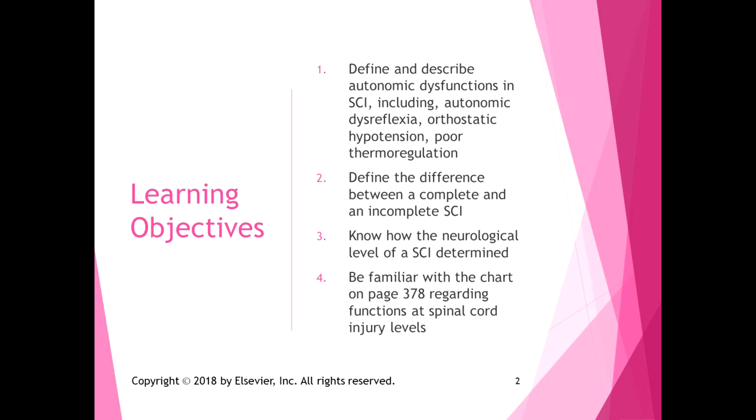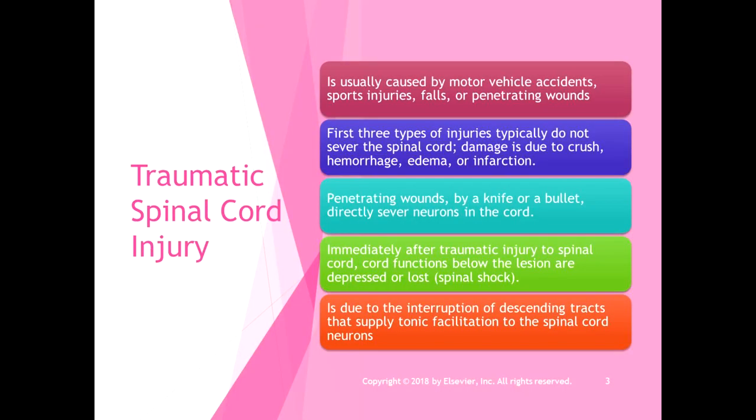I want you to be familiar with the chart on page 378 regarding the functions at individual spinal cord injury levels. So what that chart has, why it's such a great chart, is it tells you basically what levels you're going to have, what things are going to be intact, and what things are going to potentially be a problem. So they're pretty clear-cut levels for each one, and we'll talk about those.